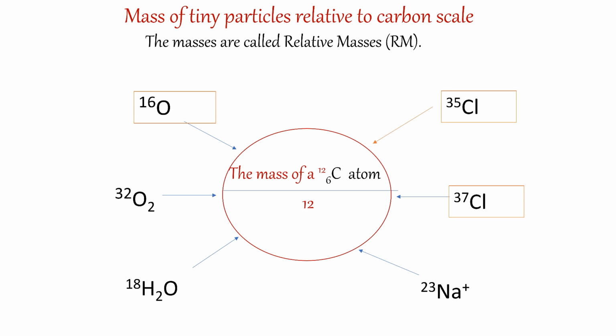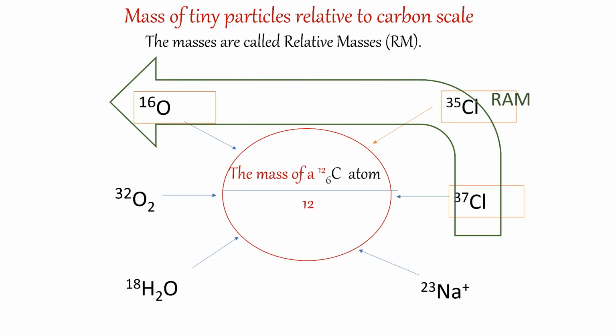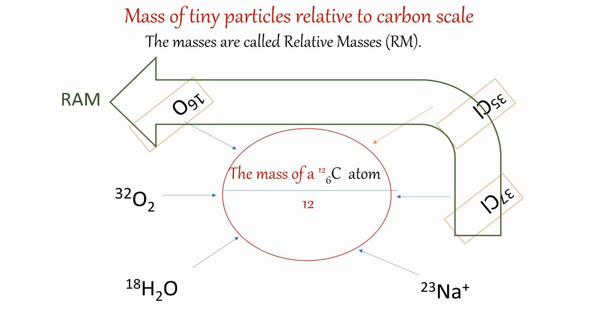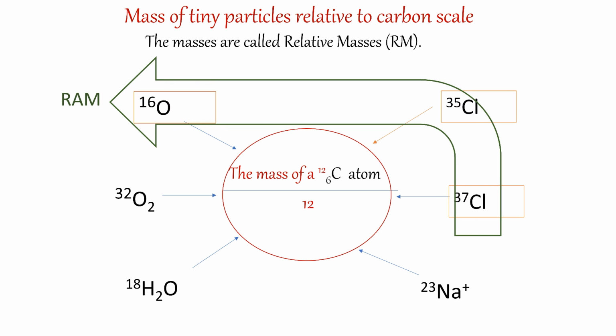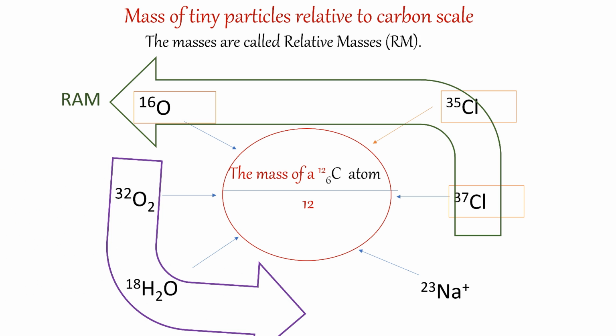Out of this, you get these 3 atoms. These 3 are similar because these 3 are atoms, and their masses are called relative atomic mass. And 2 others are also similar. These 2 are molecules.